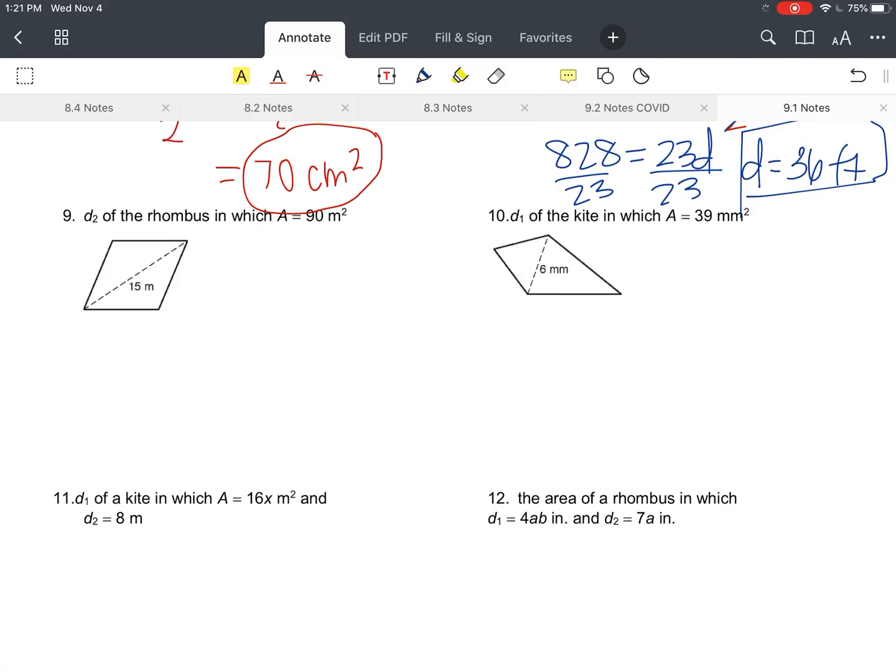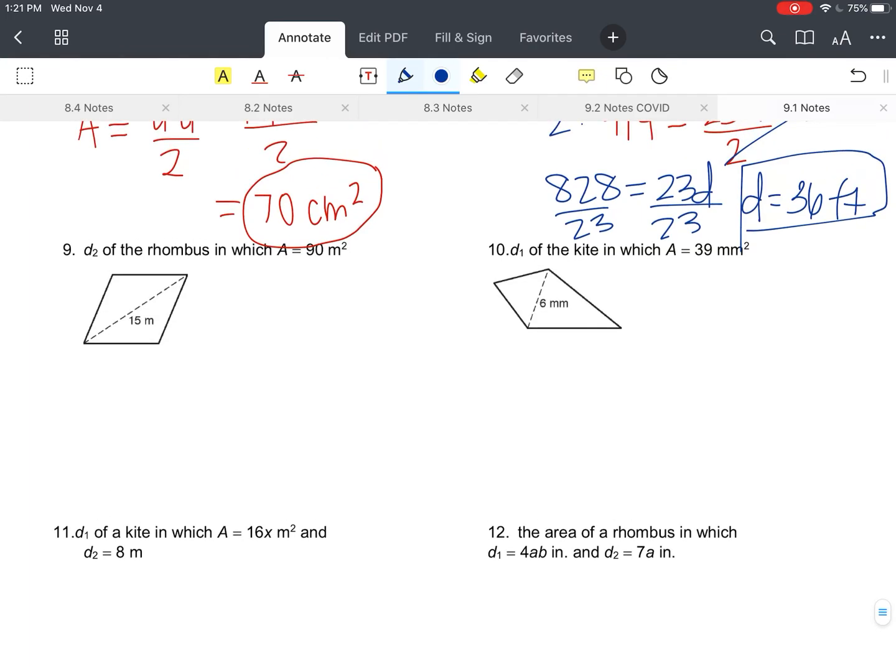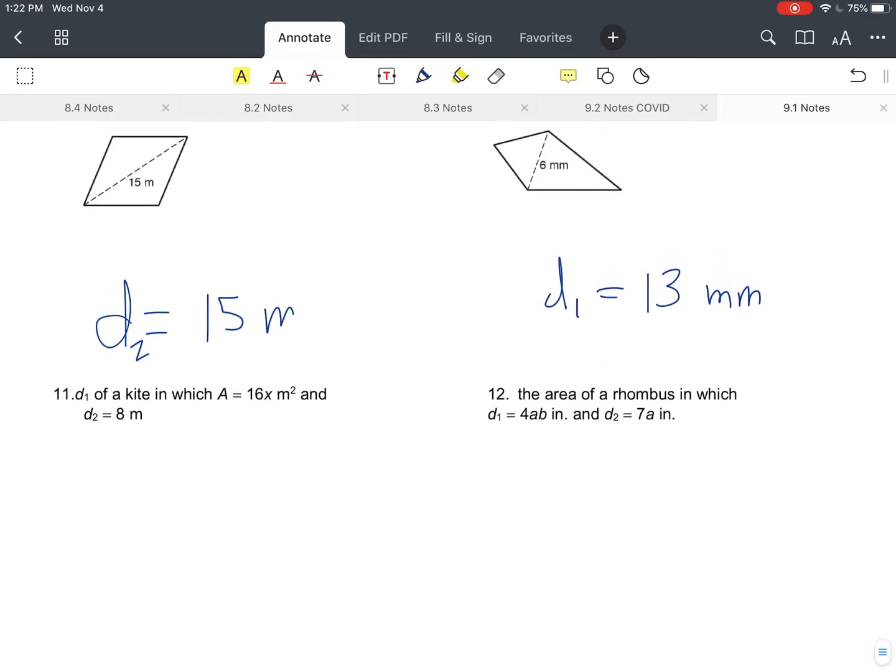So you can try numbers 9 and 10. They are identical to number 8 in process. So go ahead, pause the video and try it. When you're done and you unpause it, I will provide you the answers. So hopefully you pause the video and you actually tried it for yourself. Number 9, you were able to get that my other diagonal, D2 in this case, is 15 meters. And for number 10, you were able to get that your D1 is 13 millimeters. And again, don't take my word for it. Show your work, figure it out, make sure you know what you're doing.